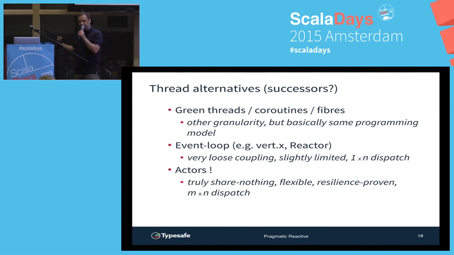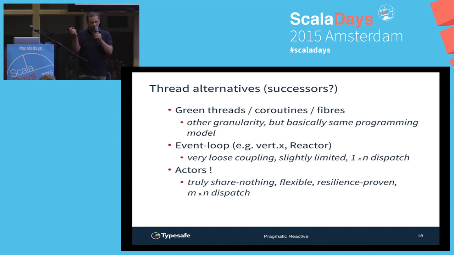A step beyond that, to a different programming model, would be an event loop system, like Vert.x or Reactor, where you sort of put events in an event loop, and they work on that. And of course, what I think is the most powerful system, actors. Actors give you even more flexibility, because you can also address actors directly. You have the whole routing thing that Akka gives you. Plus, they have this whole resilient supervision thing. And from a dispatch point of view, it's also a bit more flexible.